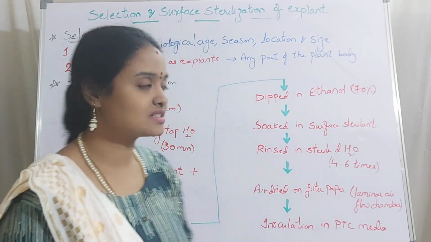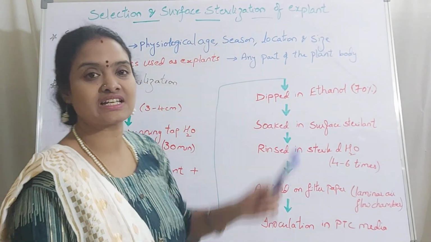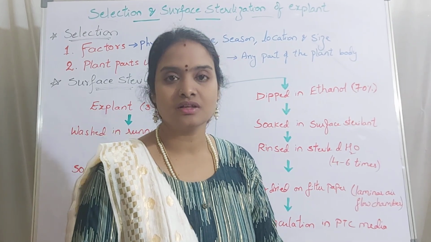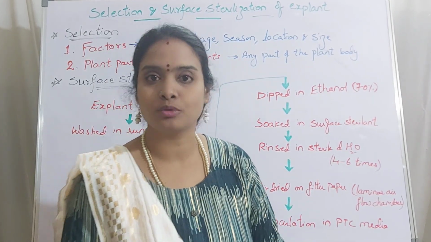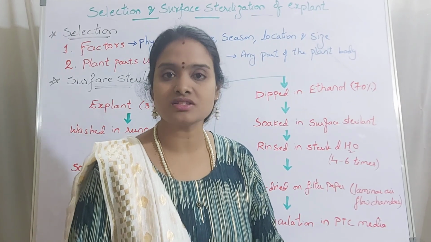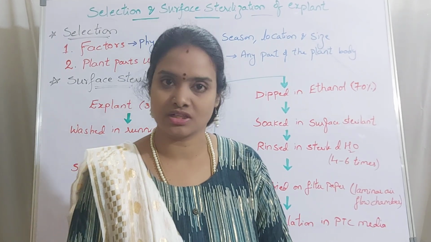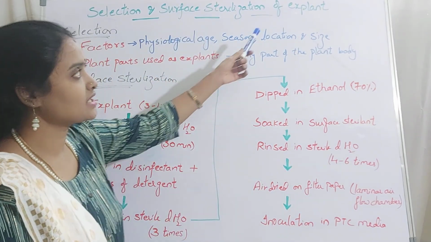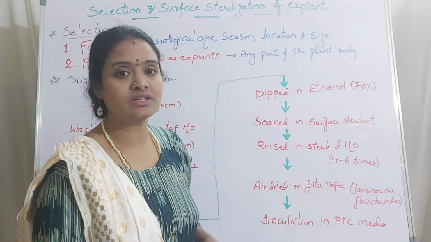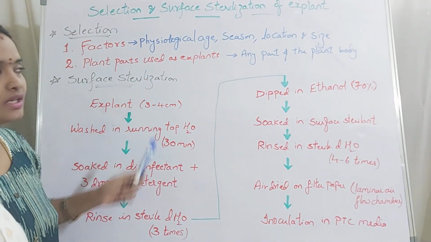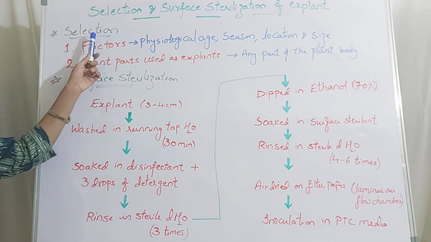So today we'll discuss selection and surface sterilization of explant. So how do you define explant? It is a part of the plant body or the plant tissue which is used as a starting material for plant tissue culture. Right? So here the inoculation of an explant will be done after you select and surface sterilize it. Okay, let us see how you are going to select the explant.